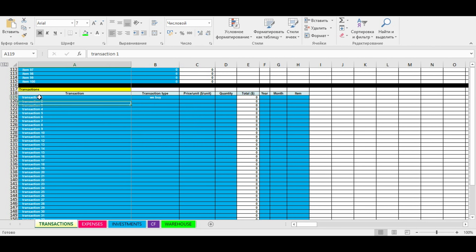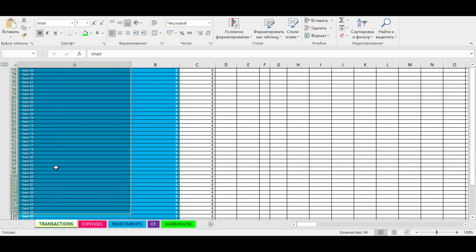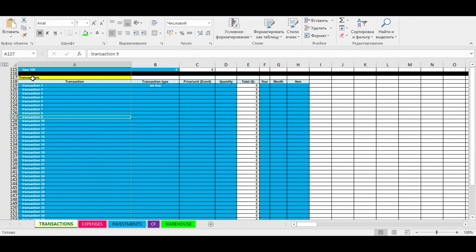Then we have a list of transactions where we can put all our inflows and outflows of items that we've listed here, and how it works. For example, we bought some chairs. We can just type the name of transaction. We bought chairs, then we choose here that we bought it.